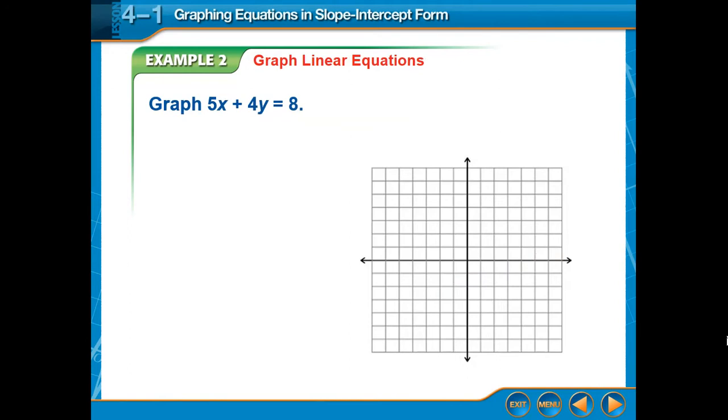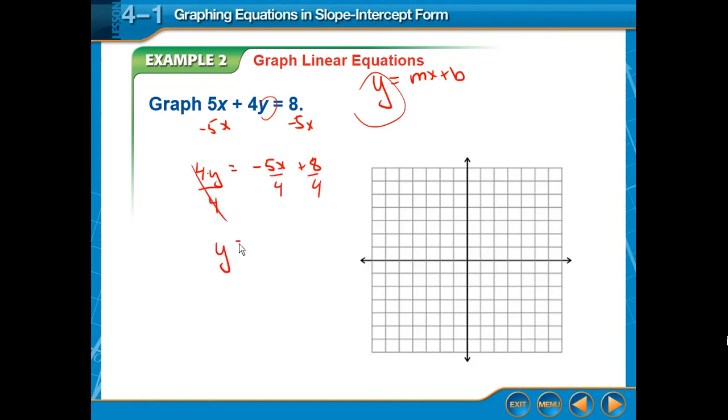Okay, so if we're given something like this, we can make it be in slope-intercept form. Remember, slope-intercept form is y equals mx plus b. So we want y to be by itself, which means I want to solve for y in this equation. I'm going to subtract 5x, so I get 4y equals -5x plus 8. Y is not quite by itself, it's being multiplied by 4, so I'm going to divide each part by 4. Here they cancel, I get y equals -5/4 times x plus 8/4, which is 2.